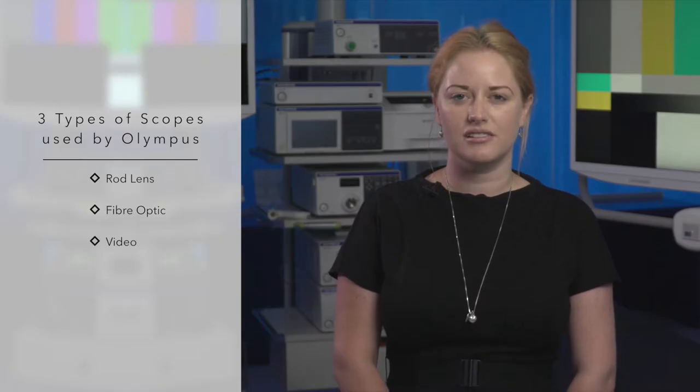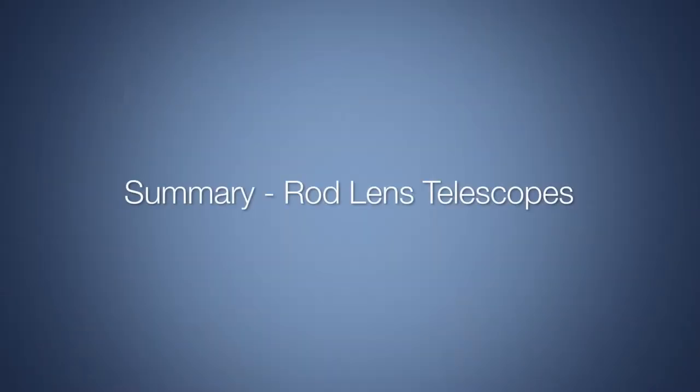Categorised by mechanics, the three basic types of scope used by Olympus Medical are rod lens, fibre optic, and video. Each of these three types of scope has its own advantages and disadvantages, and is adapted to make the procedure as practically and minimally invasive as possible, whilst relying on the best possible image quality.